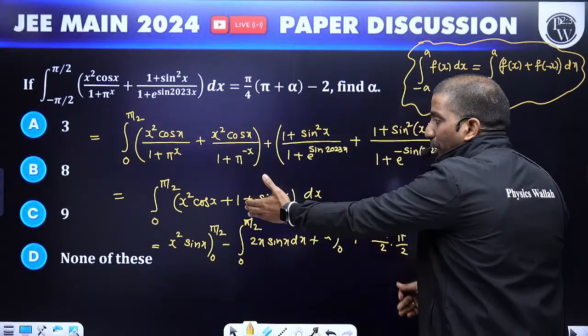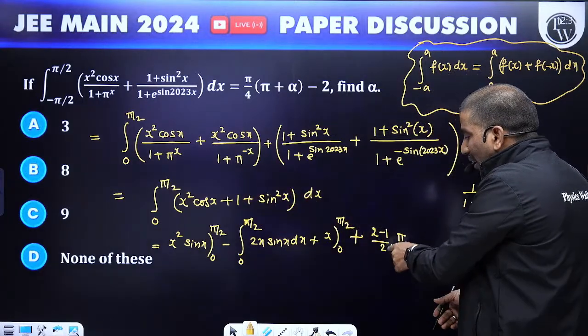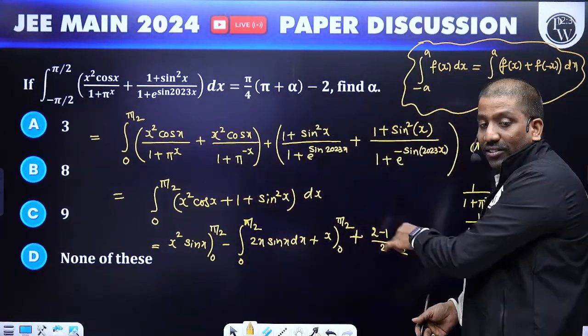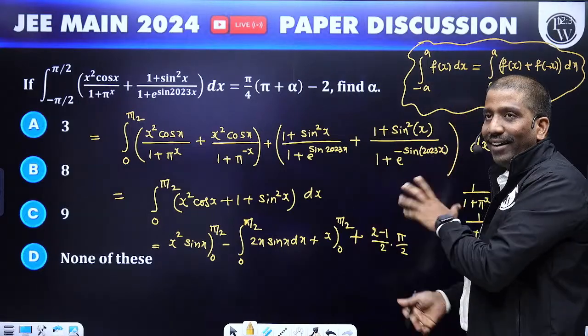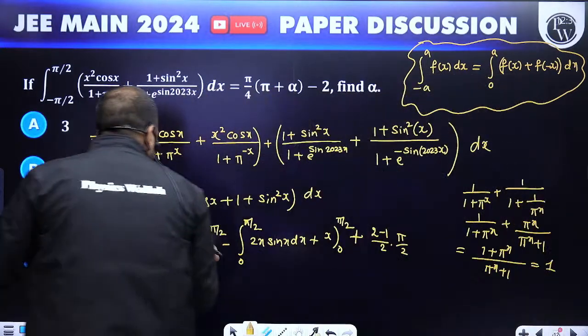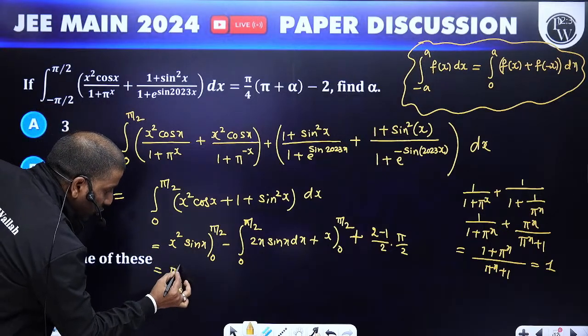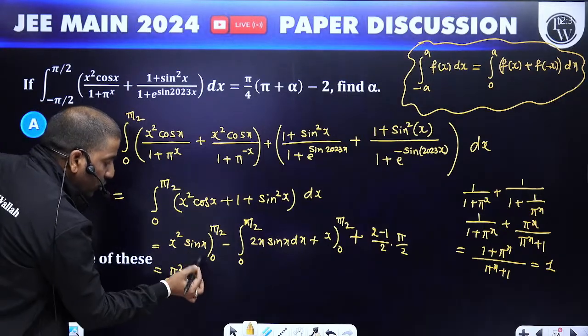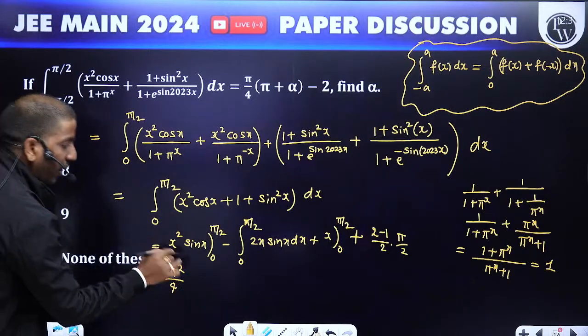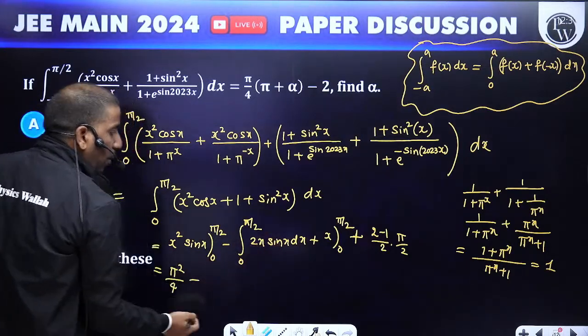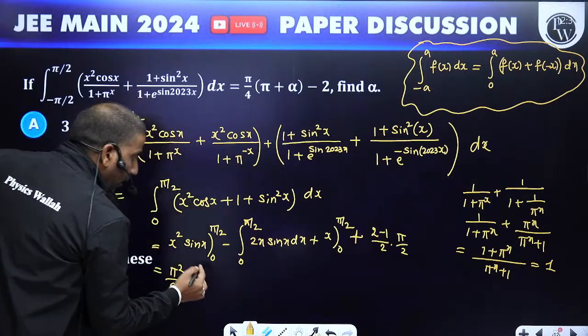So 0 to pi by 2, luckily, we can directly apply (n minus 1) by n times pi by 2, since the power is an even number, right? Direct. So x square sin x: when we apply the upper limit, x square is pi square by 4, and sin pi by 2 is 1. When you apply 0, anyhow it is 0. But still we need to apply integration by parts again here.